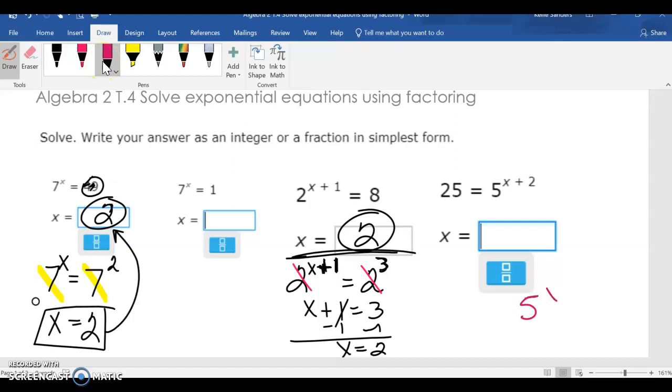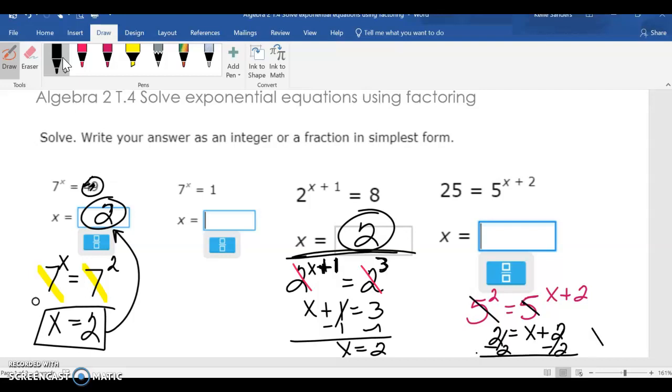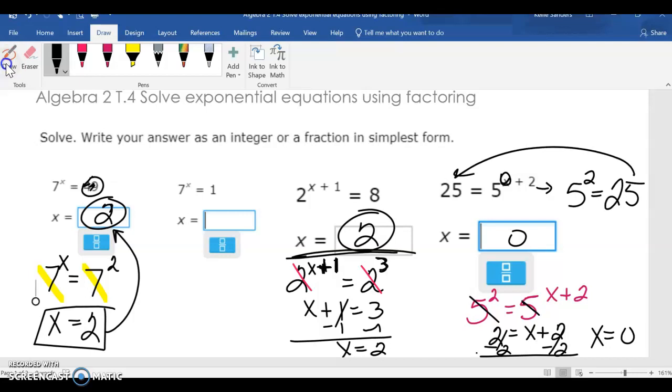Keep the 5. And rewrite the 25 as a base of 5, because that's what's going to happen. So how many 5s does it take to multiply together to get 25? 2. So the 5s will cancel out, and we're left with 2 equals x plus 2. Subtract 2, and x equals 0. Now let's talk about that. If I put 0 in here, then 0 plus 2 is 2, and what is 5 squared? 25, and that's what we got right over there.